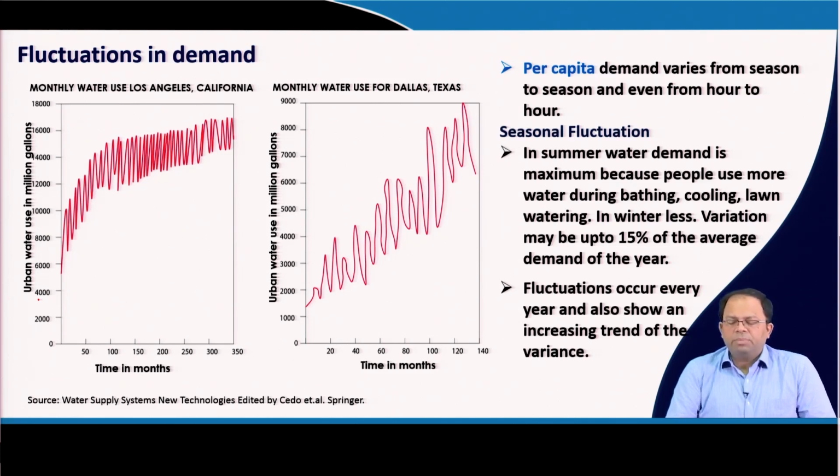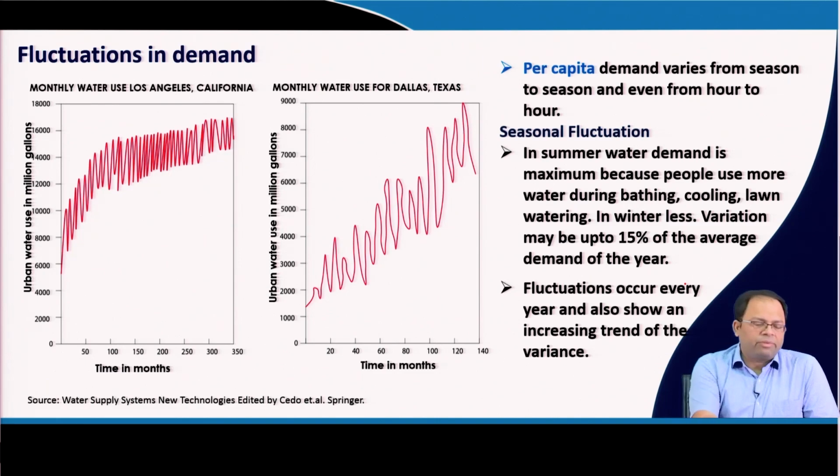Variation may be up to 15% of the average demand of the year. So, based on the average demand, we can see a variation of 15% during this particular period. In summer it may be 15% higher, during winter it may be 15% lower as well. So this is what we can see over here.